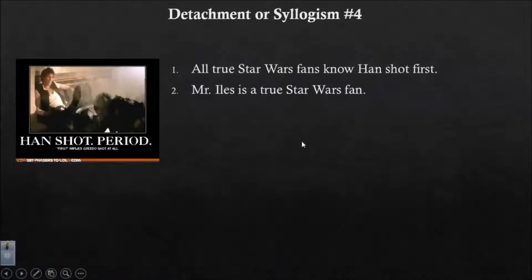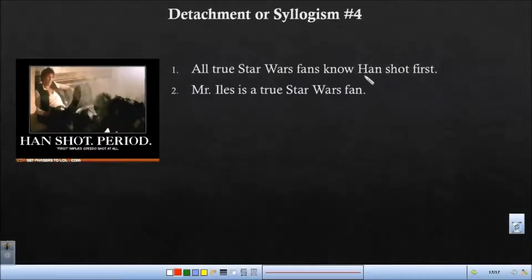Syllogism 4. All true Star Wars fans know that Han shot first. Mr. Isles is a true Star Wars fan. I already said it, this is a syllogism. How do you know? Universal major premise. So, Mr. Isles being a true Star Wars fan is feeding into the universal premise. Basically, we can conclude here that Mr. Isles knows Han shot first.